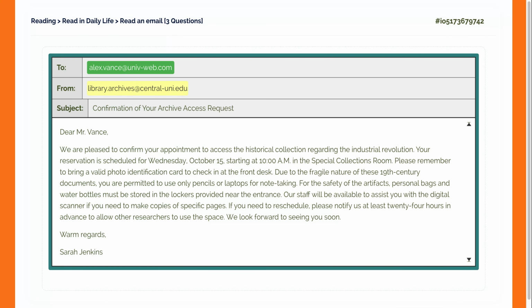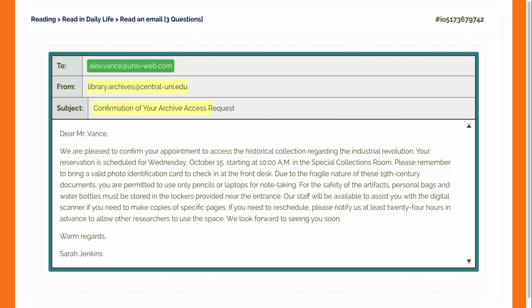library.archives@central-uni.edu. Next, we see library.archives@central-uni.edu. This "from" line is a huge clue. It tells us the email is coming from an official university department. Because it is from the library archives, we can expect the content to be professional and authoritative. It prepares us to read about things like research, books, or visiting policies. Always check the sender to understand the context and the authority behind the message.